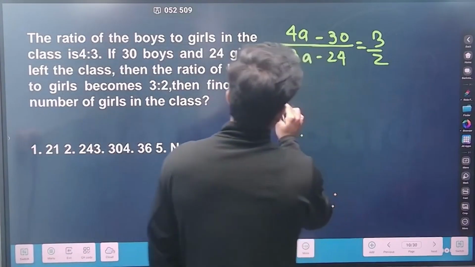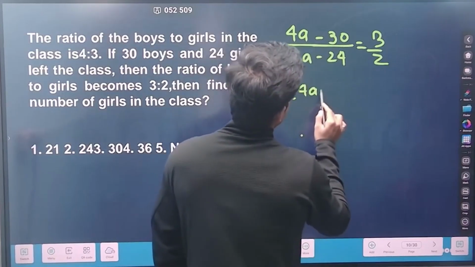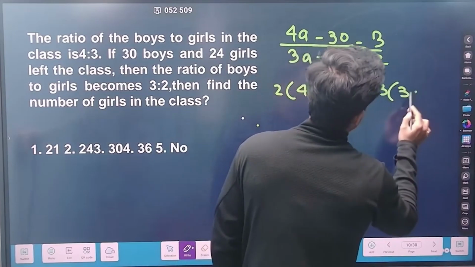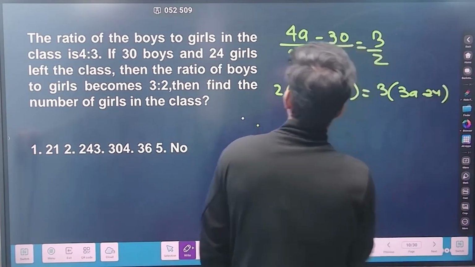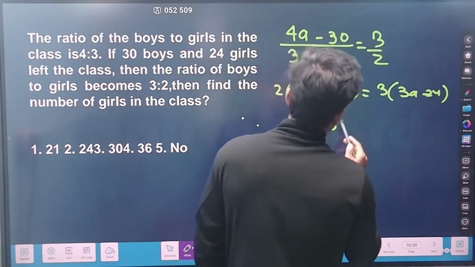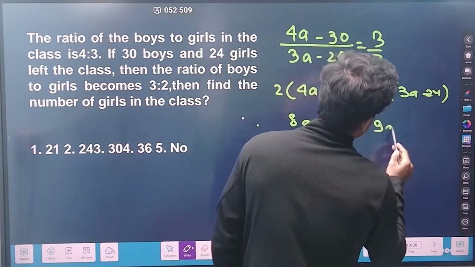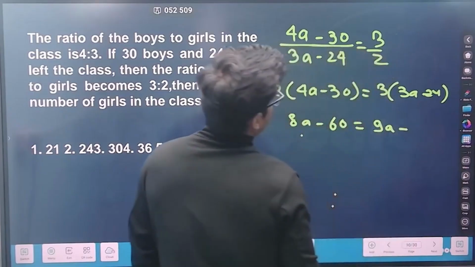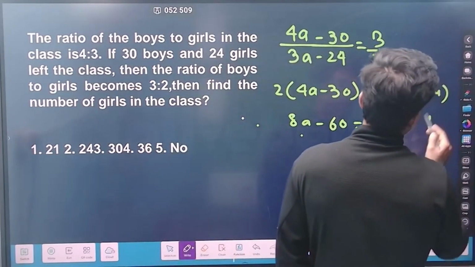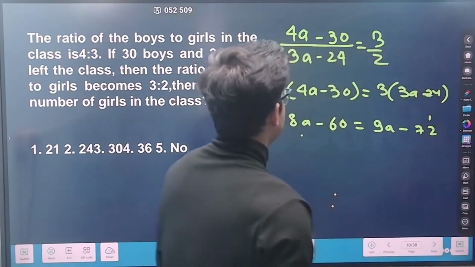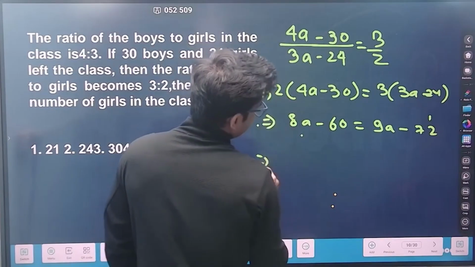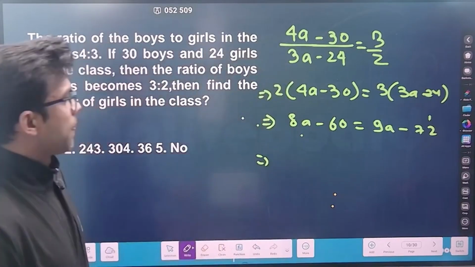So this would become 2 into 4a minus 30, and this would become 3 into 3a minus 24. Correct? 4 2s are 8a minus 3 2s are 6, 0 is equal to 3 3s are 9a minus 3 into 24, 4 3s are 12, 2, 1, 3 plus 6 and 72, isn't it? This would be your second equation, if I would say. This is first. So from here, the value would be how much?